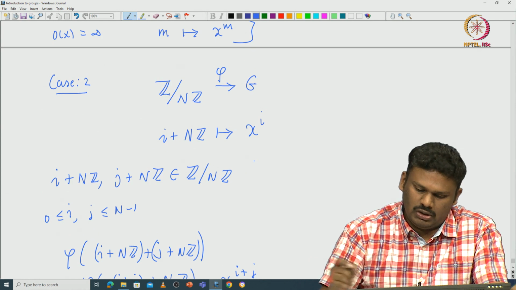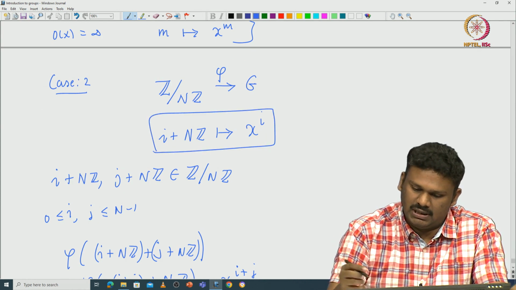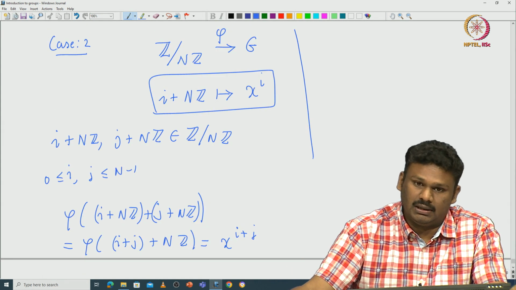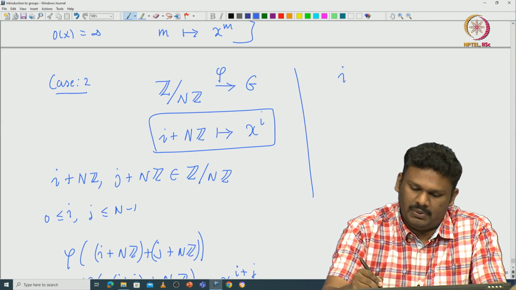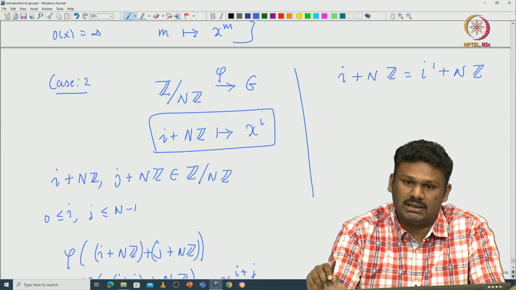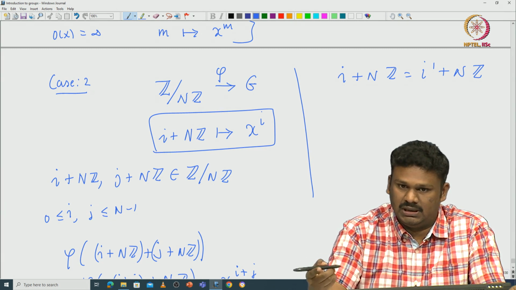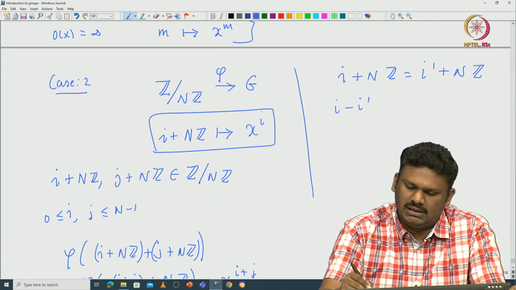The thing is, we also need to check this map is well defined. That is something easy to check, maybe I will do it here on the side. What can happen is that I plus nZ can be equal to I dash plus nZ for some other I dash. This is something we have seen already: we can choose different representatives for these cosets. In particular, if you look at I minus I dash, this has to be some multiple of n.